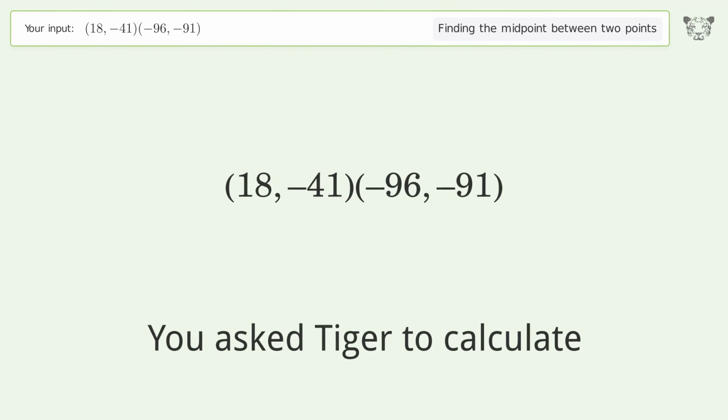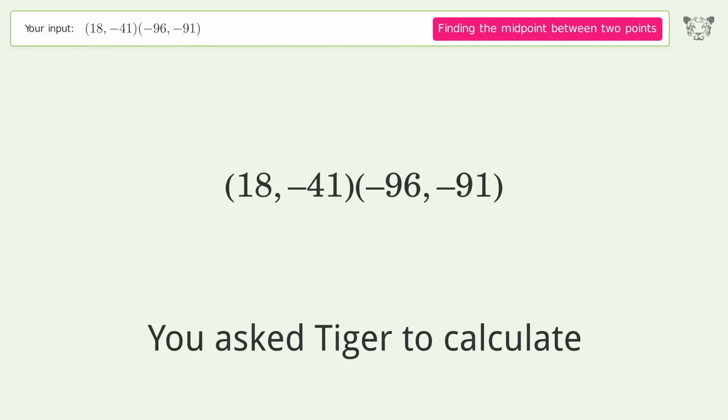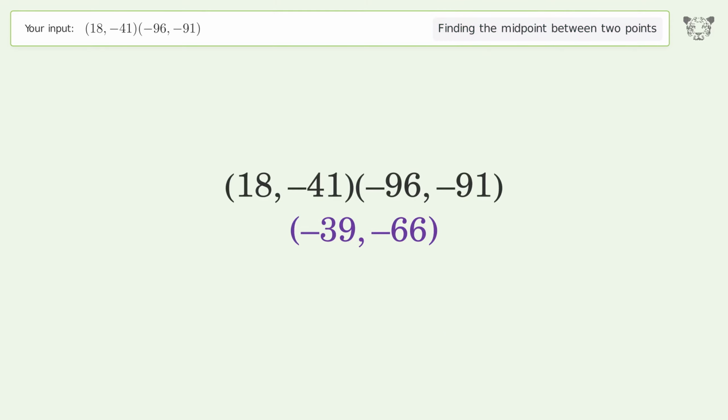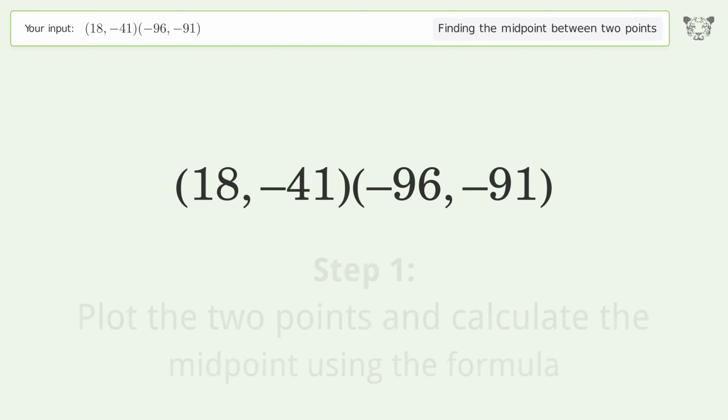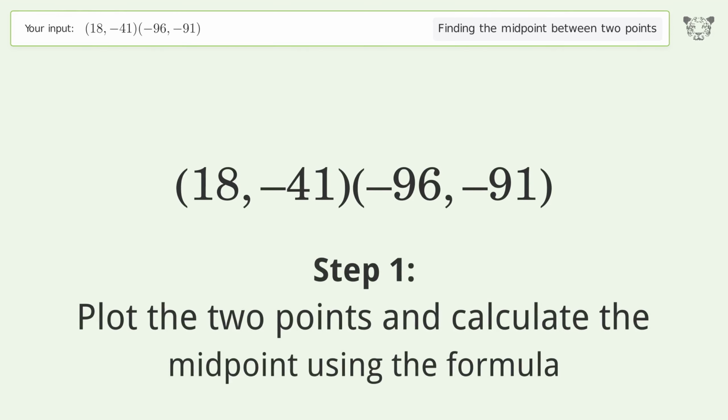You ask Tiger to calculate. This deals with finding the midpoint between 2 points. The midpoint between the 2 points is -39, -66. Let's solve it step by step. Plot the 2 points and calculate the midpoint using the formula.